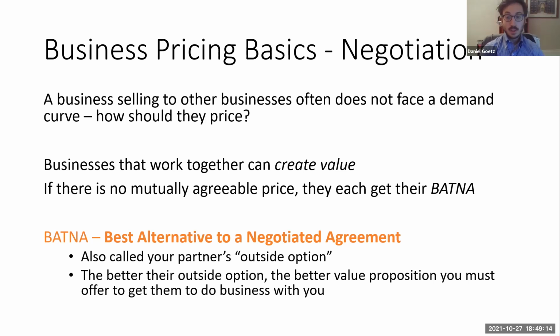If there's no mutually agreeable price, though, then what you get is your best alternative to negotiated agreement. That's called the BATNA, which is your partner's outside option. So the better your partner's outside option, if they don't agree with you, kind of where can they go? What's their second best option for creating value? The better the value proposition you have to make to get them to do business with you. So if they have a really good outside option, then you're not going to get a big split of the pie. You're going to get a smaller split of the pie.